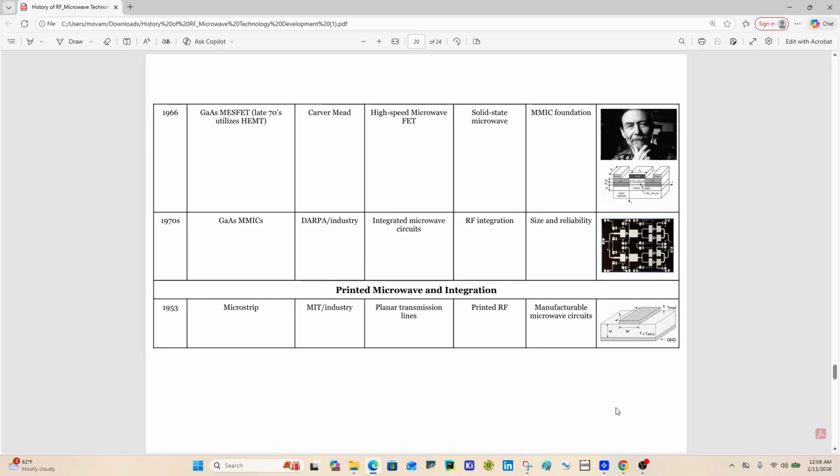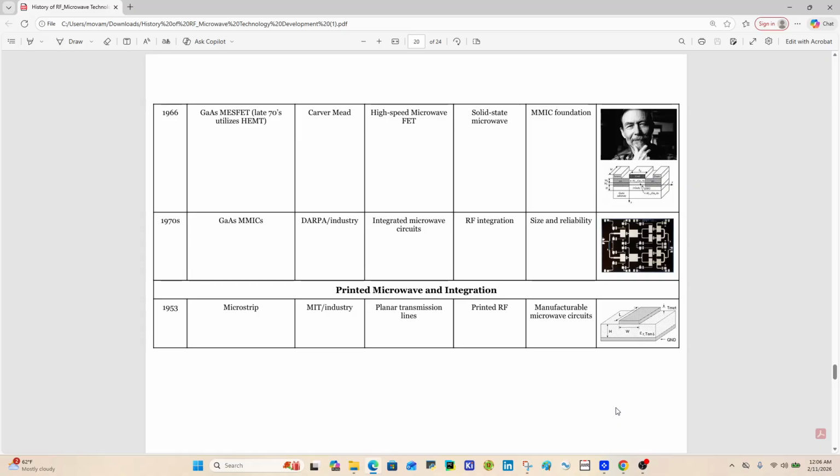In 1966, gallium arsenide MESFETs were developed by Carver Mead, and due to the higher electron mobility of gallium arsenide, you get a higher transition frequency, which enables higher frequency operation. This semiconductor material is also direct band gap and has a higher saturation velocity.